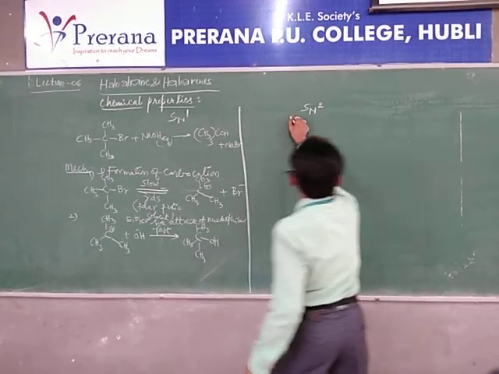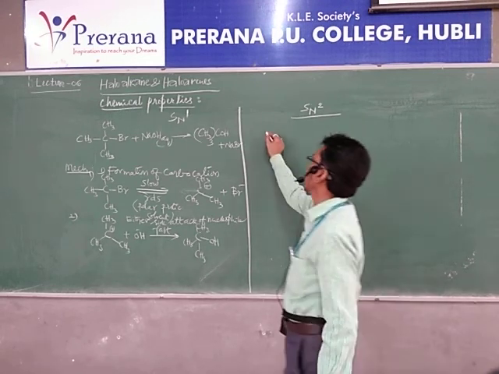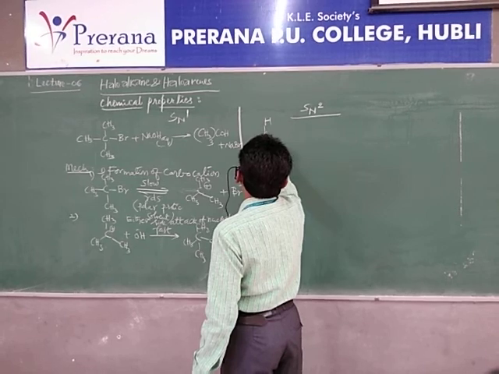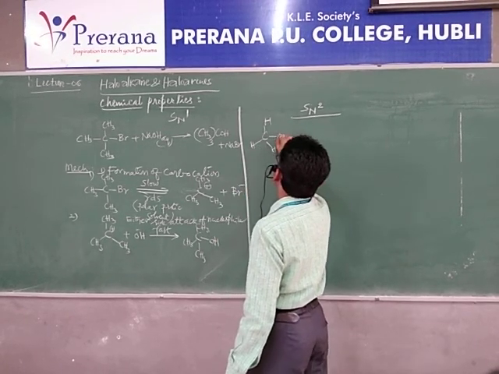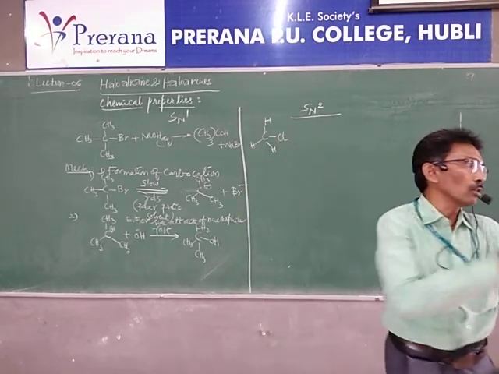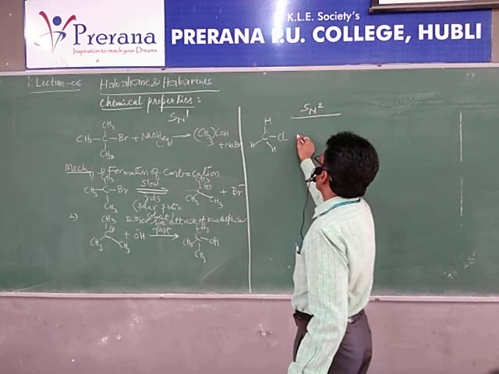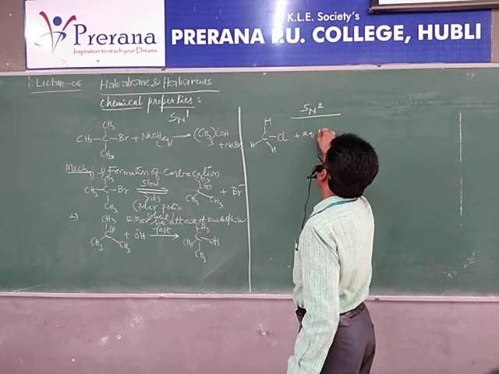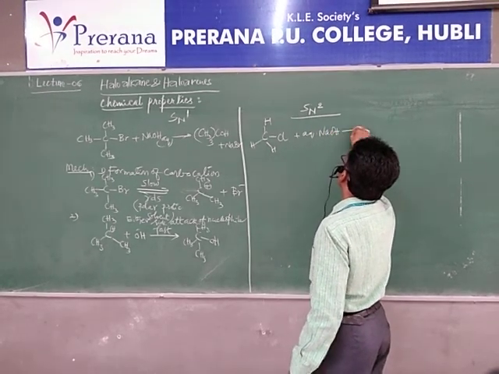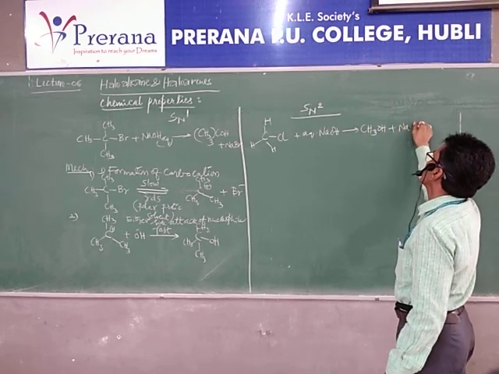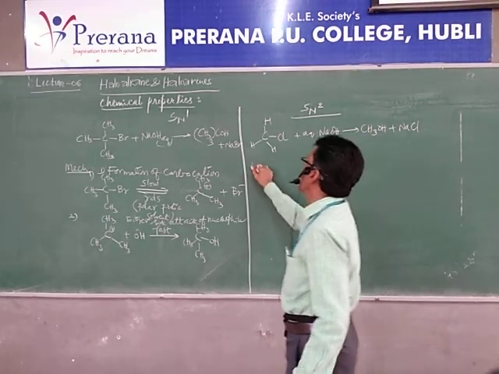Here, how is the SN2 reaction? For the SN2 reaction, we are taking methyl bromide, methyl chloride, or methyl iodide. Any one compound, the haloalkane, is taken. This is also permanently given the name. Methyl chloride is treated with aqueous NaOH. The products are CH3OH plus NaCl. How will the mechanism be?